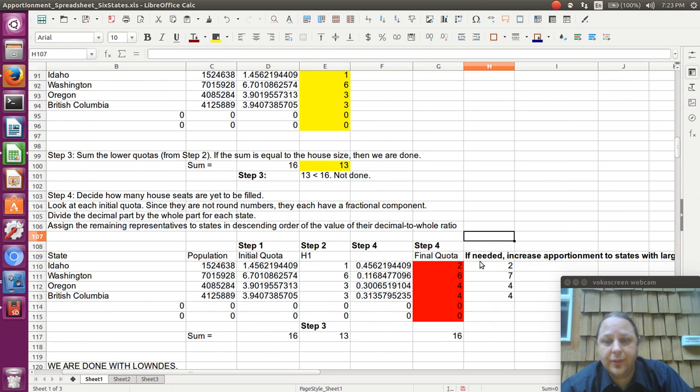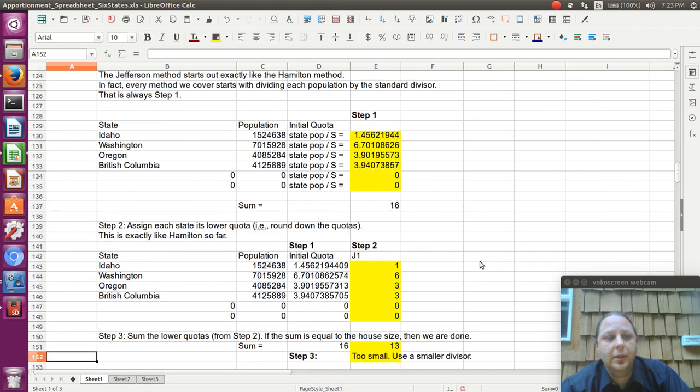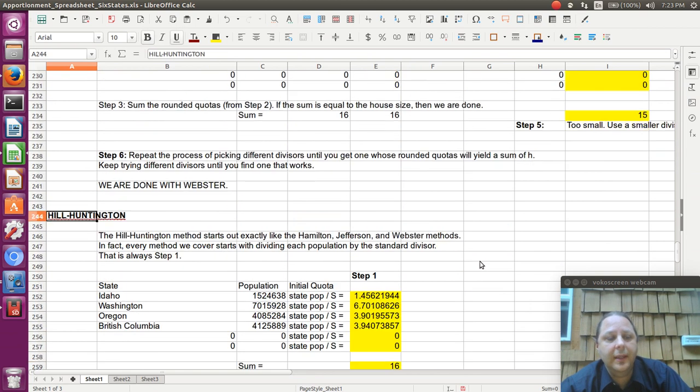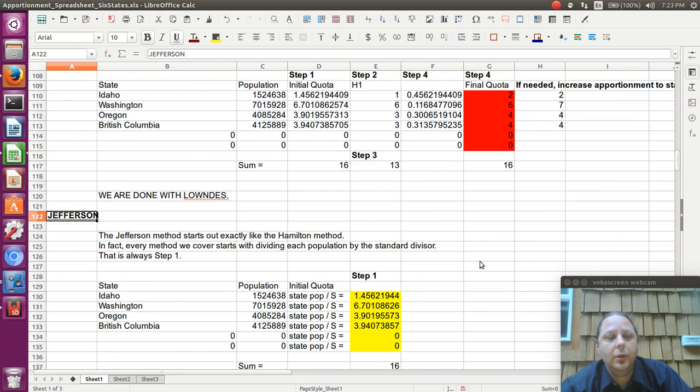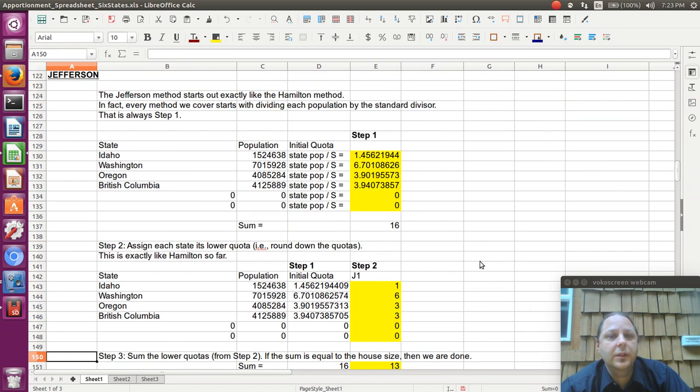And notice that Washington gets their lower quota. So in this partition, the largest state gets their lower quota, and the smallest state gets their upper quota. Just the opposite of what we got when we did this with Hamilton. Hamilton favors larger states. Lowndes favors smaller states. And I stop when I've got 16 partitioned. Those are the two quota methods.